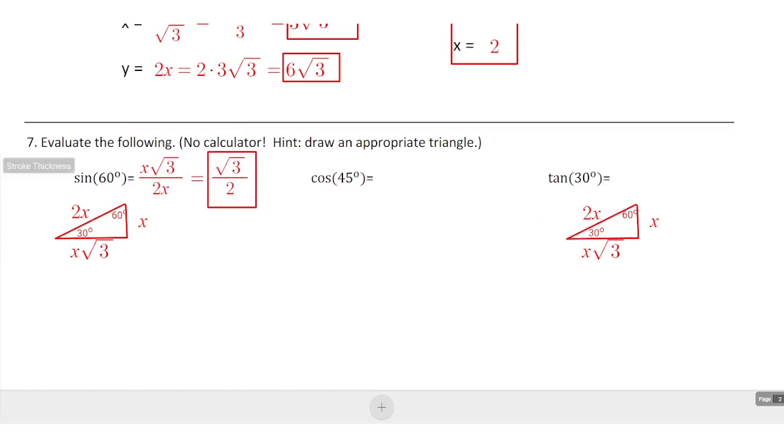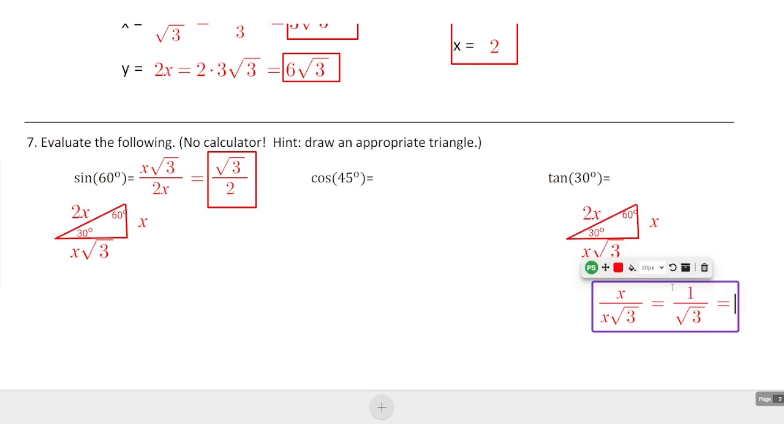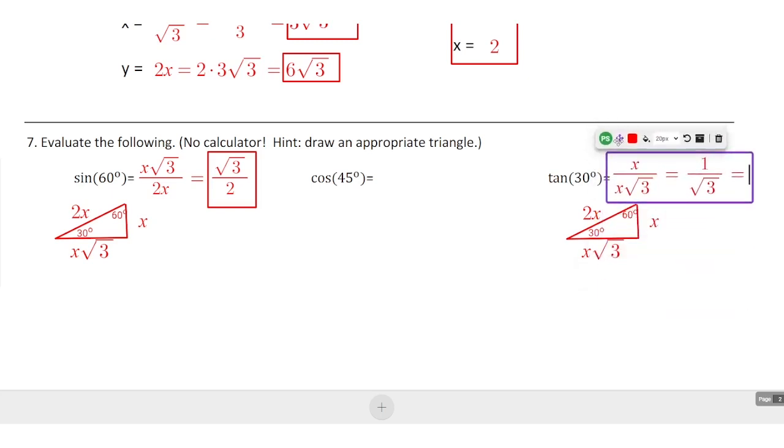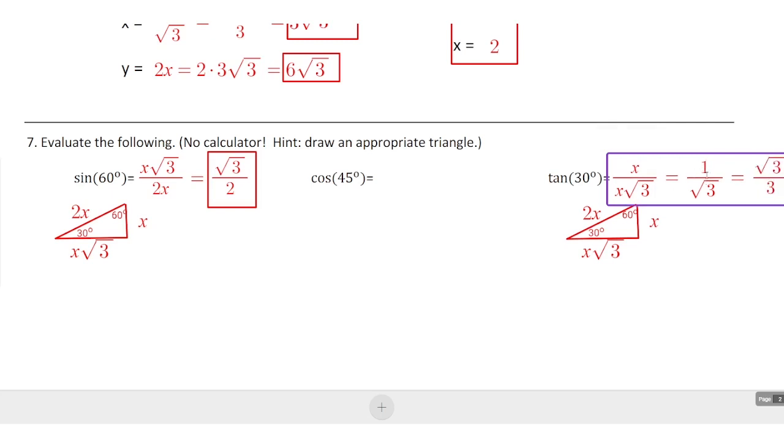For the tangent of 30, that's going to be opposite over adjacent. With respect to this 30-degree angle measure, the opposite side is x, and the adjacent side is x root 3. Once you simplify this by reducing the x over x to 1, you get 1 over root 3. If you rationalize that, you will get root 3 over 3. If I multiply this by root 3 over root 3, 1 times root 3 is root 3, and root 3 times root 3 is 3. So our answer over here is root 3 over 3.